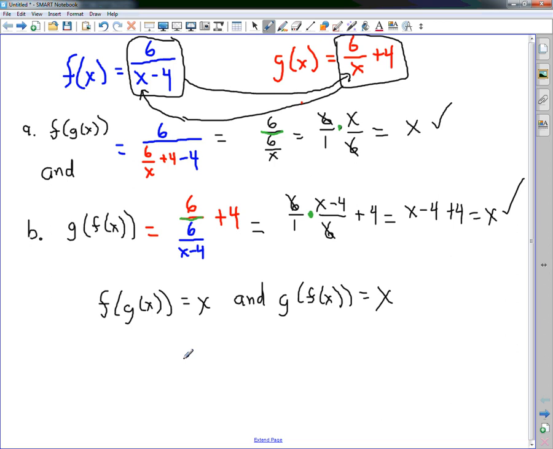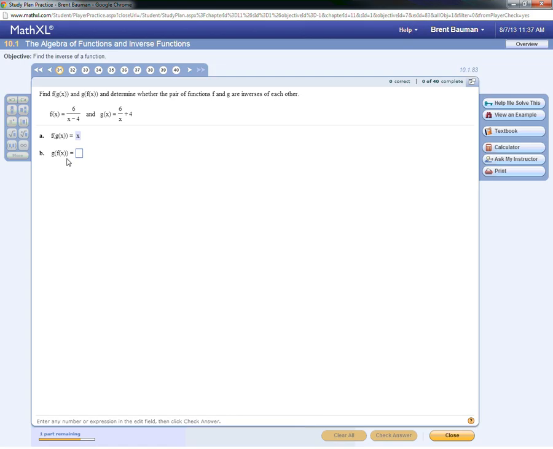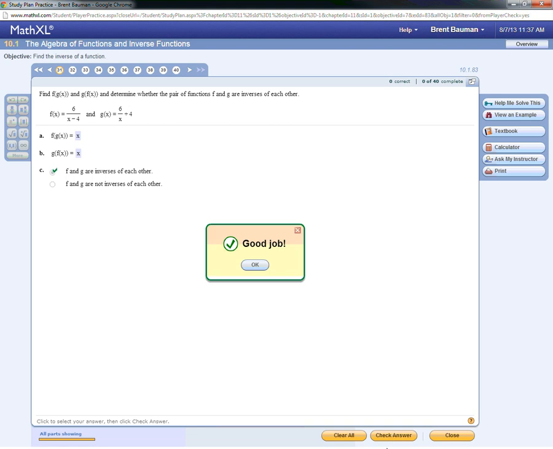So let's go back to MyMathLab. We found that g of f of x was x. We're going to check that. Fantastic. Now, we have a choice: f and g are inverses of each other, or f and g are not inverses of each other. Well, since again we found x for both of these, they are considered inverses of each other. So check our answer, and good job.